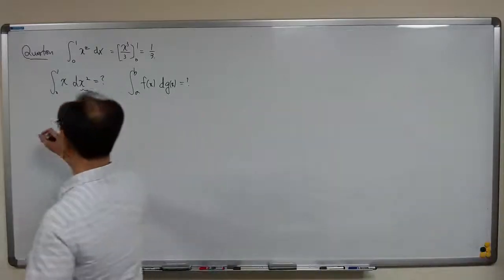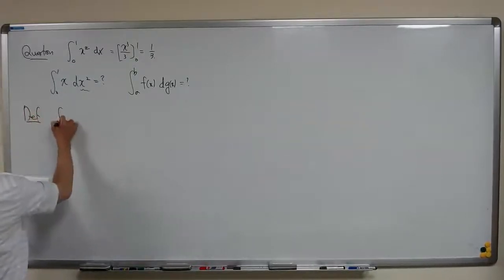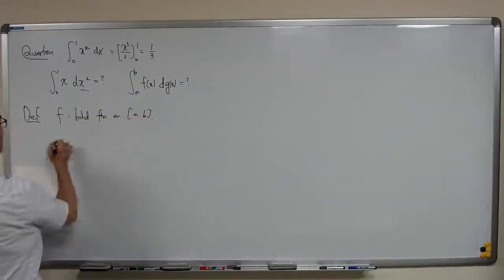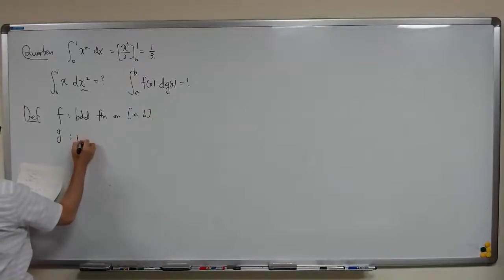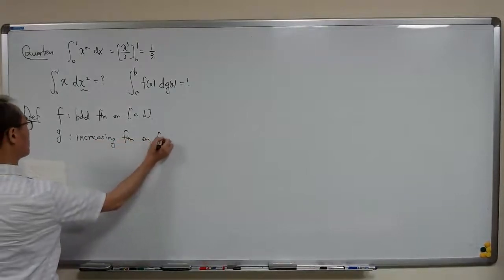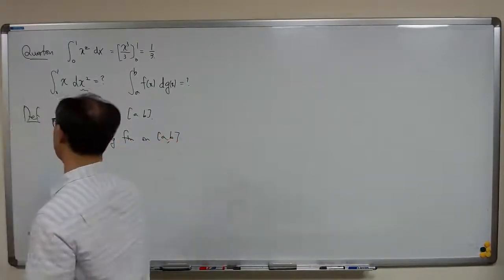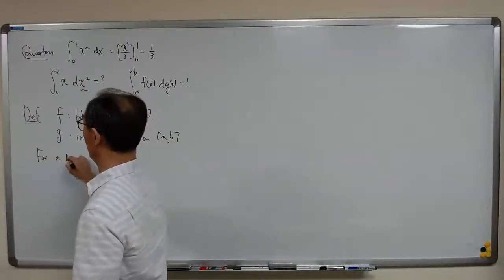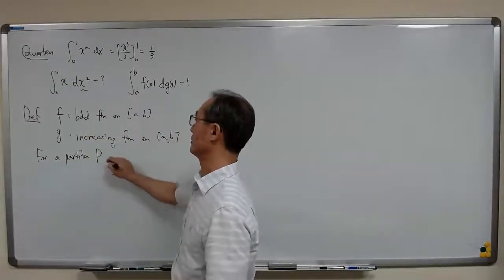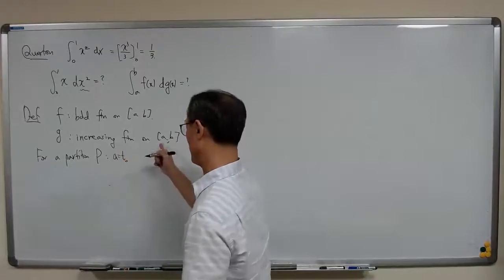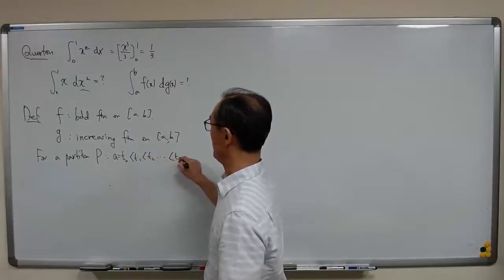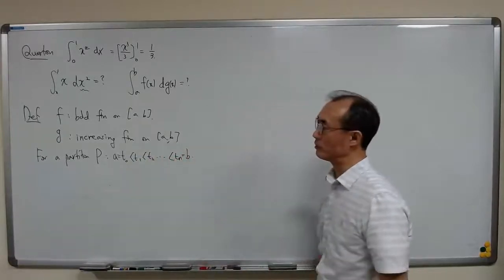So let me give you a definition of the Riemann-Stieltjes integral. Here, the integrand f is a bounded function, and another function g we assume to be an increasing function on the same domain. Now, for a specific partition P of this interval, with starting point t0, t1, t2, up to tn, the nodes in the interval.